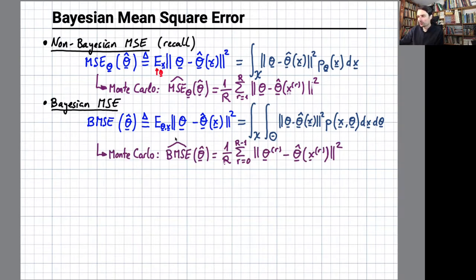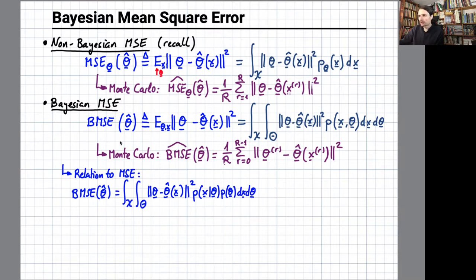If we want to estimate or approximate this BMSE using Monte Carlo, then what we need to do is not just generate realizations of the data for a fixed value of theta, we need to generate realizations that comprise both values for theta and values for X, okay? And therefore, as we can see here, the result will not depend on a specific value of theta, at least for a sufficiently large R, okay?